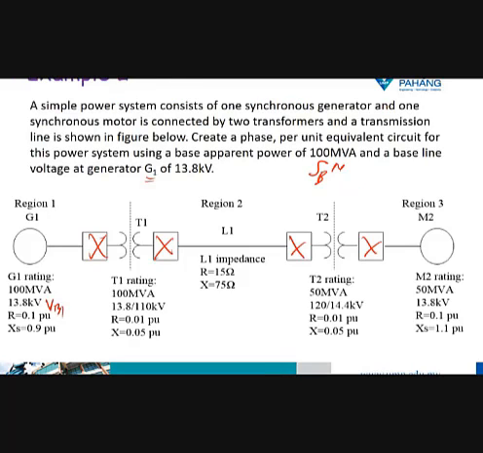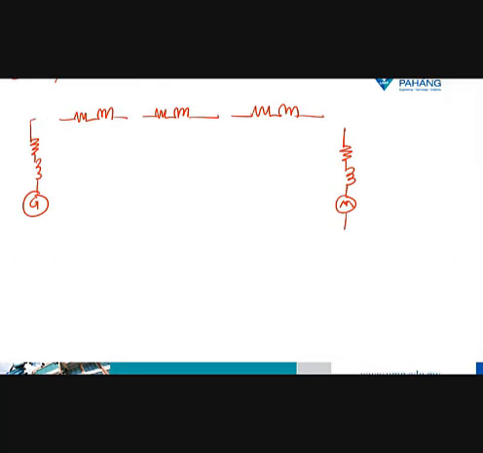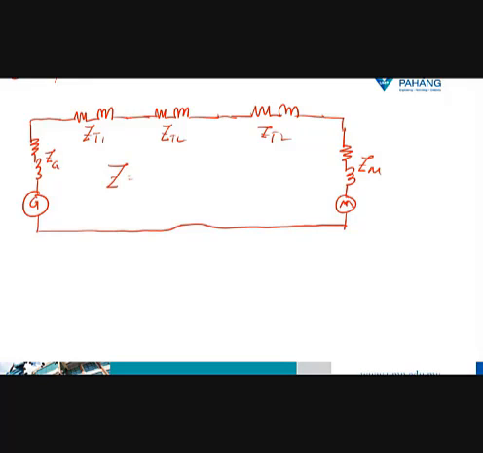So we just reconnect the circuit. Make a connection between each element, and then finally we add the neutral line to complete the circuit. Now the circuit is complete. This one is ZG, this one ZT1, Z transmission line, and impedance of T2. This one is Z motor, where Z equals R plus jX. This is the impedance. The second step is to find the base voltage.